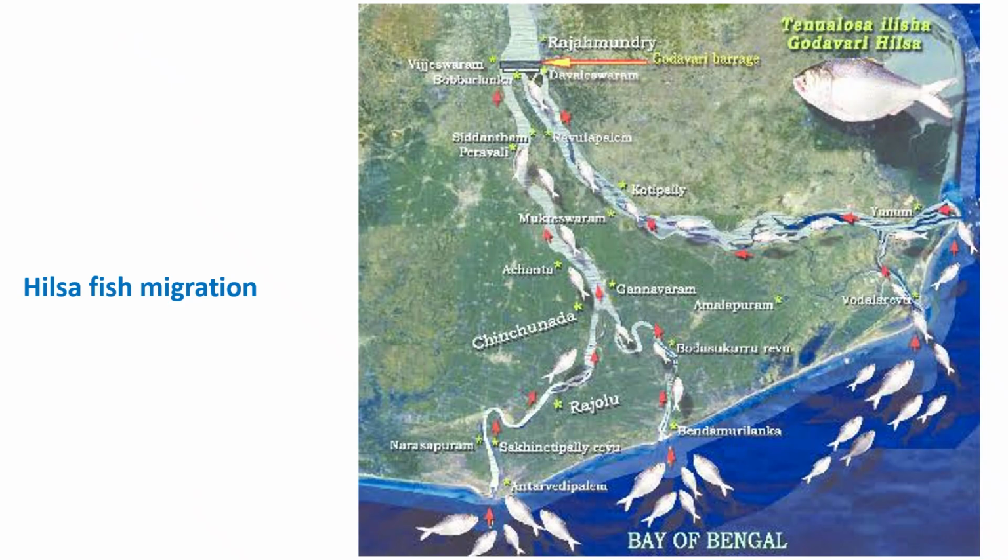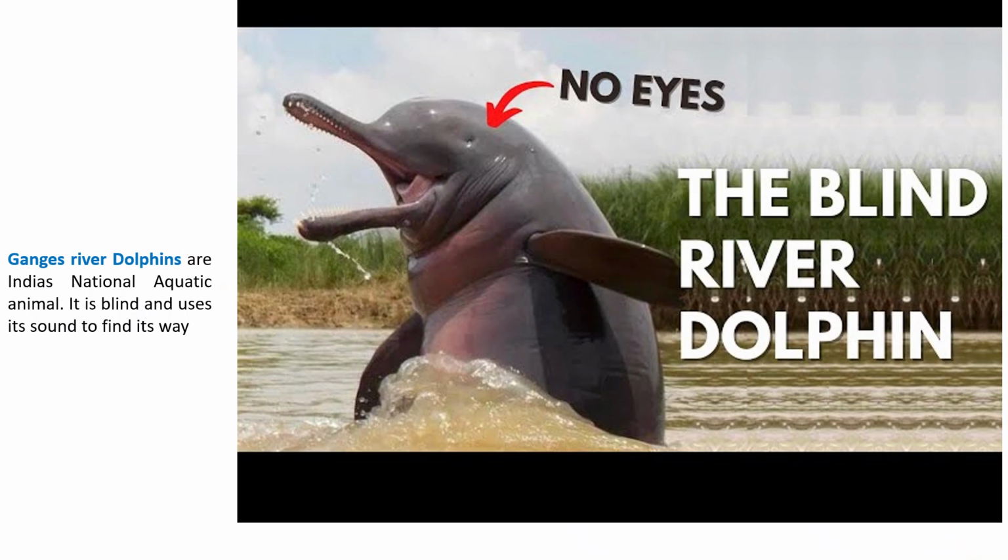And then there is the hilsa fish. You know what is a hilsa fish? The fish lives in the ocean, but when it has to lay eggs, it comes to the rivers and lays eggs. In the Godavari River also the hilsa fish come and lay eggs. This is called hilsa fish migration.